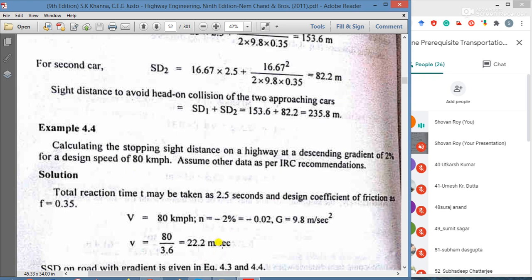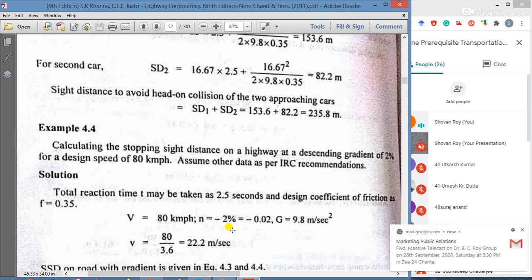What is the third problem? The third problem is calculating the stopping sight distance on a highway at a descending gradient of 2% for a design speed of 80 km per hour. Assume other data as per IRC recommendations.